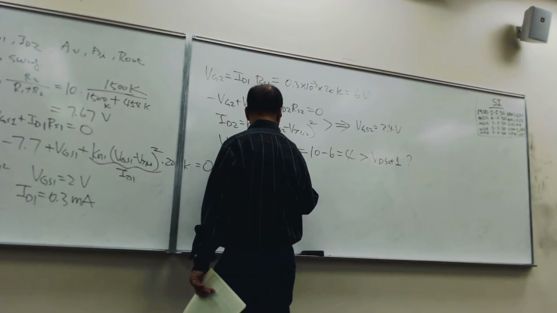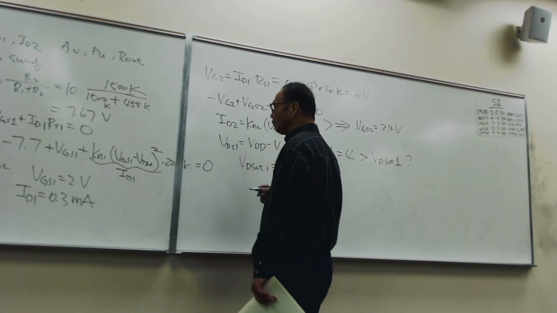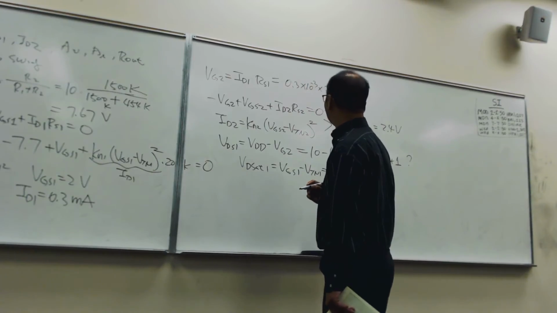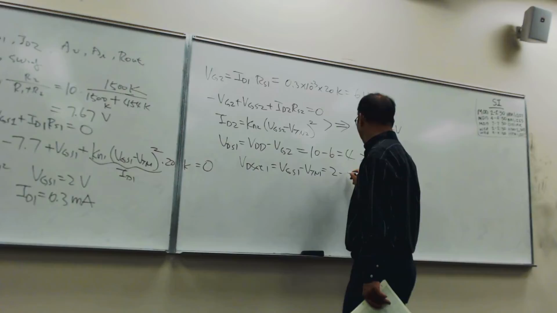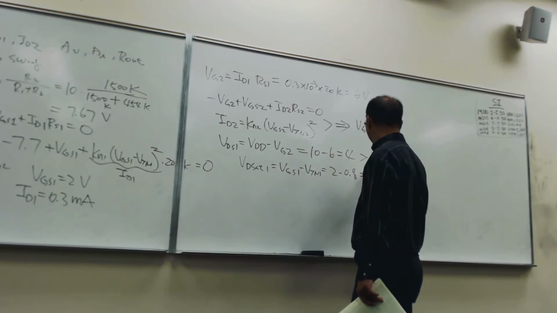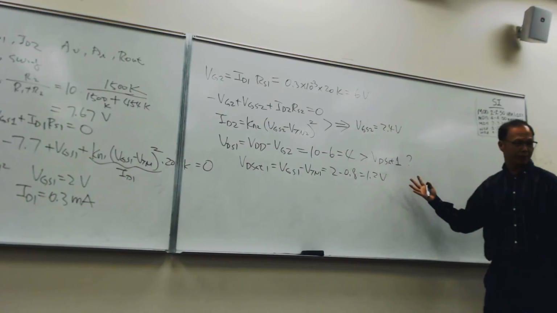Is VGS1 minus VTN1, right? 2 minus 0.8, so that's 1.2. Well, so yes, it is. It is larger.